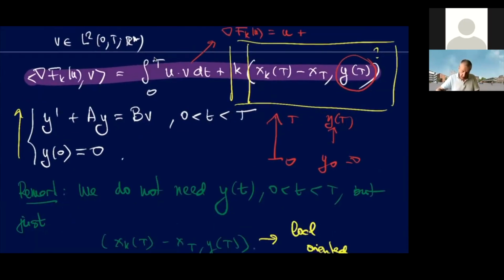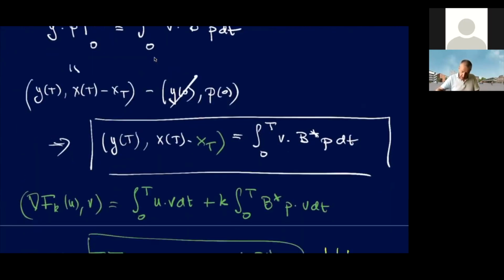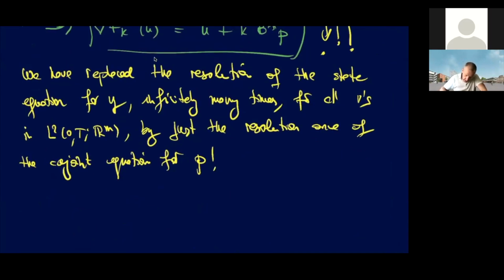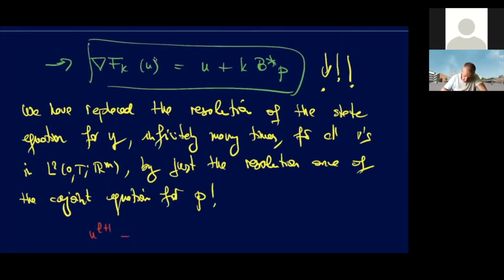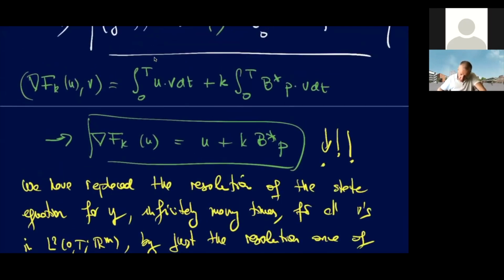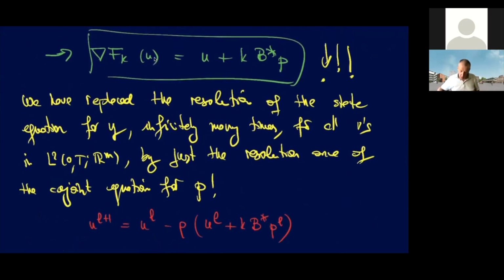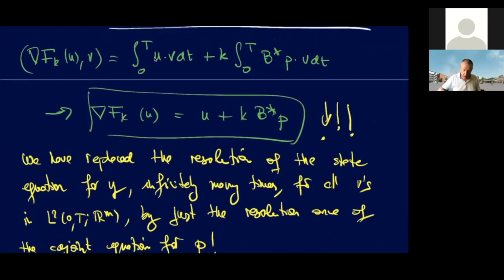Okay, very good. And once you have done that, then the algorithm can be rewritten as something like u_{l+1} equals u_l minus rho, and this rho is simply u_l plus, sorry, there was another k here, k B star p_l. So what is the stopping condition here? The stopping condition will be when you are at the minimizer. You are at the minimizer whenever the gradient of fk is equal to 0.